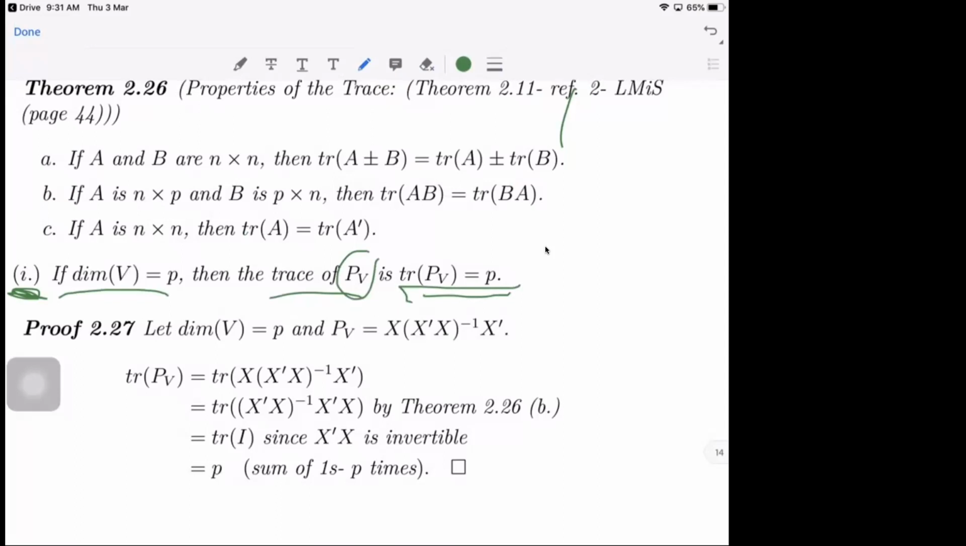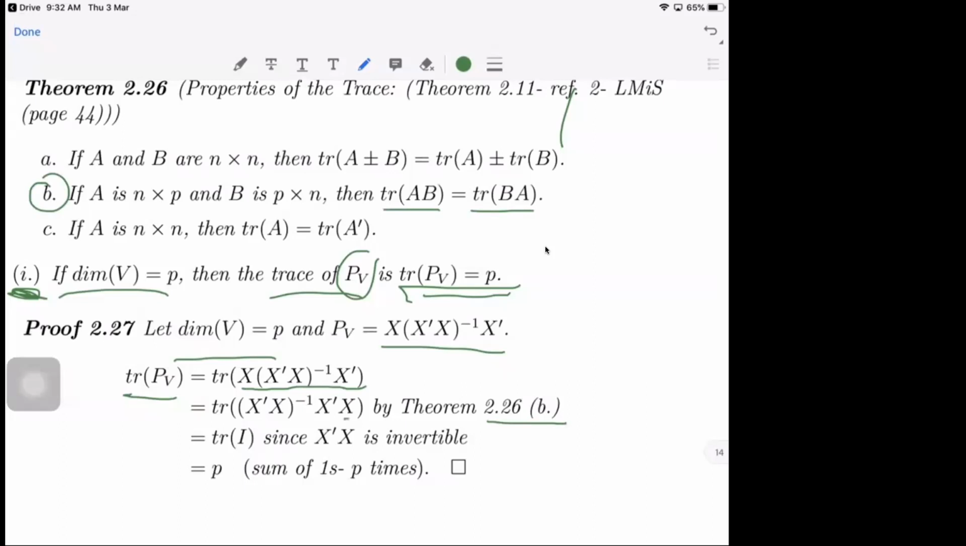So let the dimension of B be P, and the projection, if X is a basis matrix, is X (X prime X) inverse X prime. Then the trace of the projection, by substitution, is the trace of X (X prime X) inverse X prime. What happened here? We used theorem 2.6b. That is, the trace of AB is equal to the trace of BA.